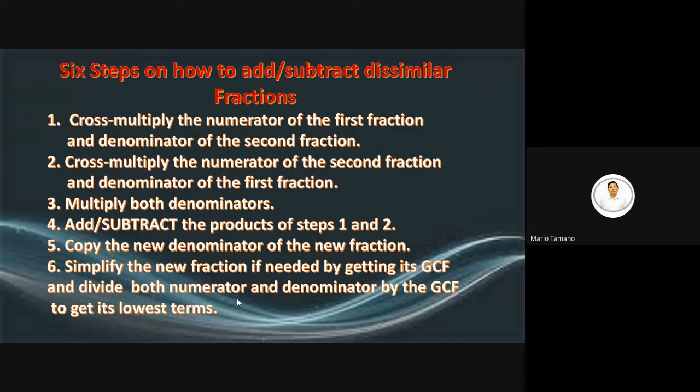Number 3, multiply both denominators. Number 4, add or subtract the product of steps 1 and 2. Number 5, copy the new denominator of the new fraction. And last, number 6, simplify the new fraction if needed by getting its GCF and divide both numerator and denominator by the GCF to get its lowest terms.